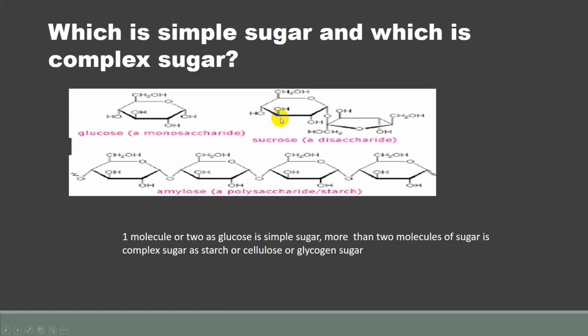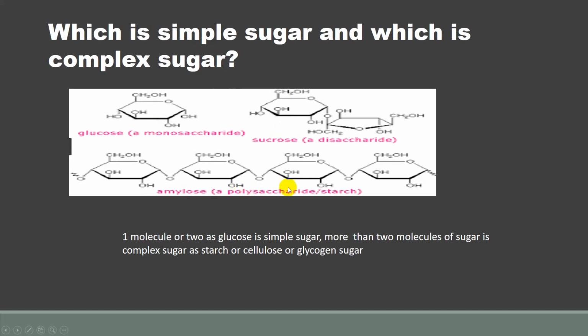يبقى السيمبل شوجر يا ولاد السؤال ده بيقول لنا مين فيهم سيمبل شوجر ومين كومبلكس شوجر. المونوساكرايد اللي هو عبارة عن one molecule of sugar is a simple sugar and sucrose, which is a disaccharide, 2 molecules of sugar, is also simple sugar. يبقى السيمبل شوجر يا إما 1 molecule of sugar وده بنسميه مونوساكرايد يا إما 2 molecules of sugar وده بنسميه disaccharide.